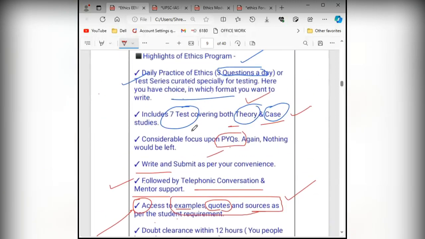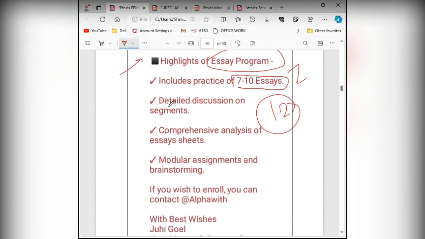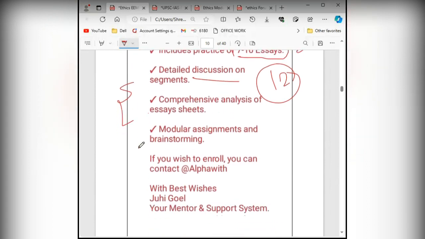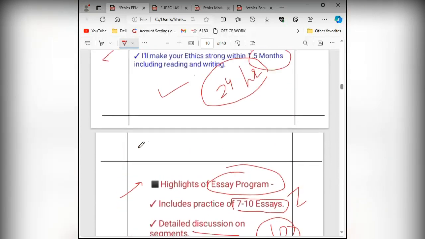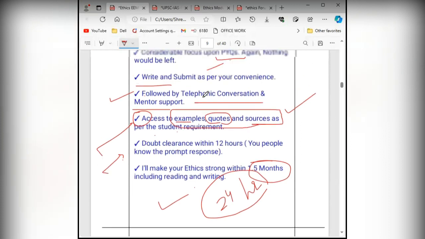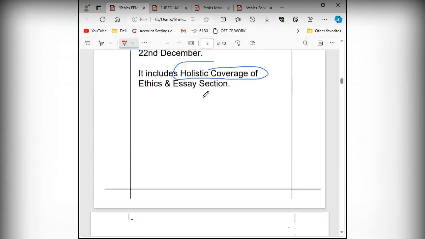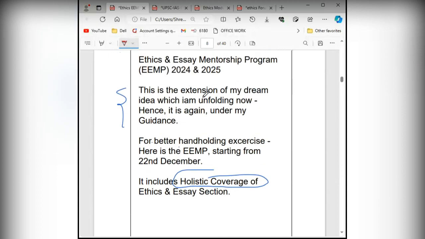Same goes here. If you want to write some more extra tests, I will provide them to you, not an issue. The detailed discussions would be provided for the essays, the same way I used to provide earlier, so that would be covered over here. If you really want to cover your syllabus as soon as possible, you can contact the concerned single window ID. That is something you can do on your own. So that is it.